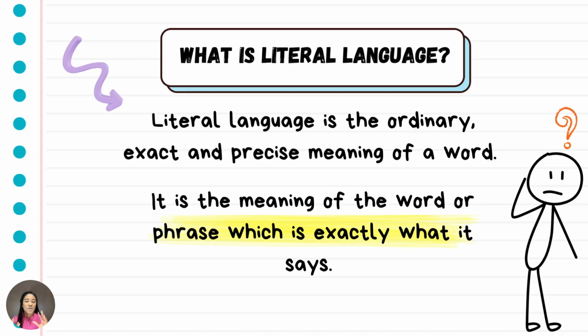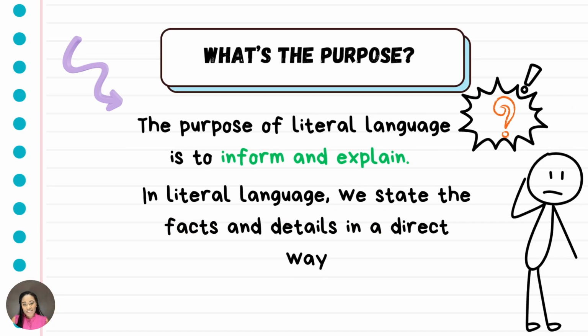Shall we? Well, literal language, what is it? Literal language is the ordinary, exact, and precise meaning of a word. It is the meaning of the word or phrase, which is exactly what it says, whether spoken or written. The literal meaning in literal language is the ordinary and unvarnished, unfancy version, non-fancy version of a word or phrase.